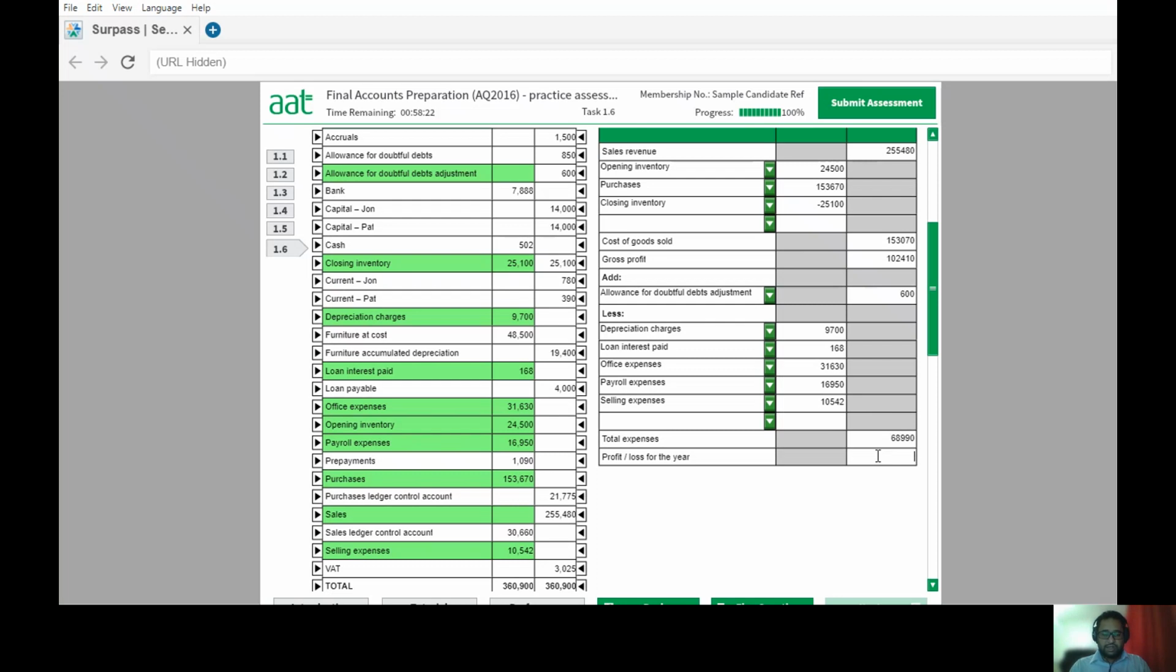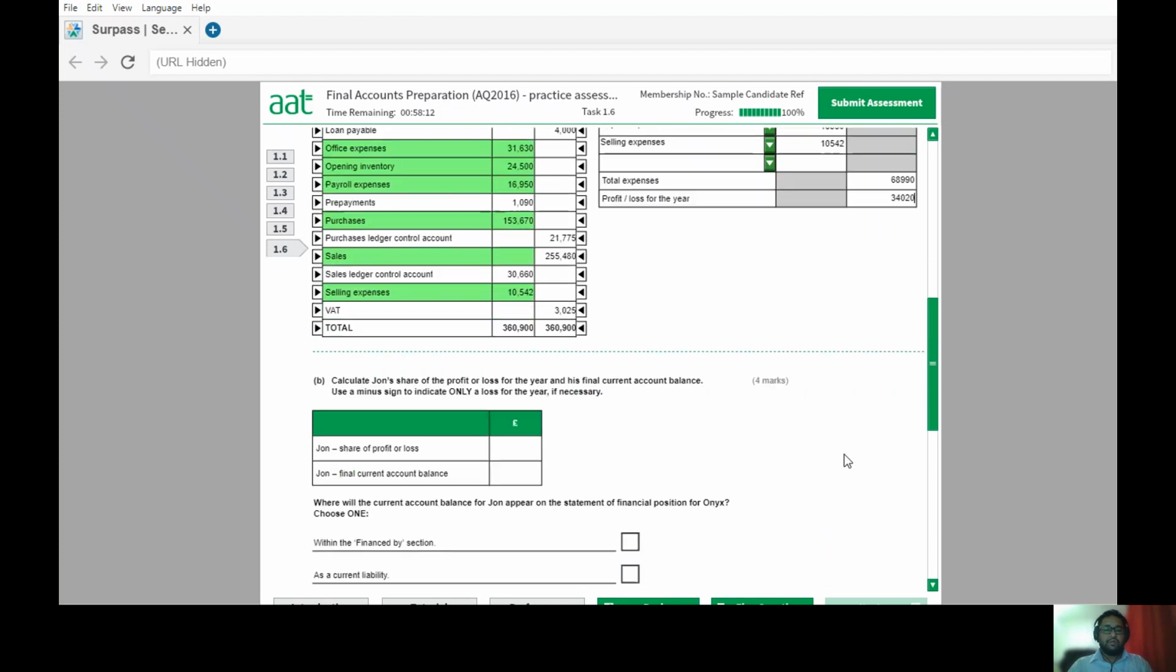Okay, and then if you're going to find the profit or loss for the year, 102,410, add 600 to it, minus 68,990. That should give you 34,020 pounds. Okay. That would be the answer. So then again, calculate John's share of profit and loss for the year and his final current account balance. Use the minus sign to indicate loss for the year if necessary.